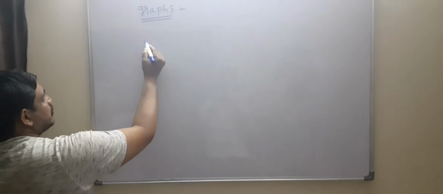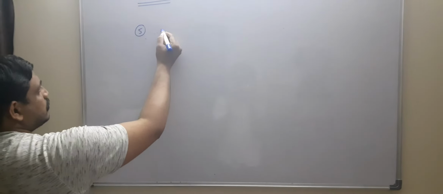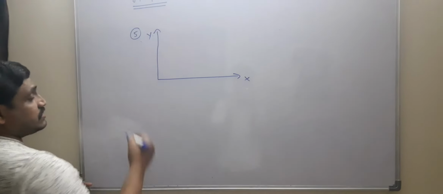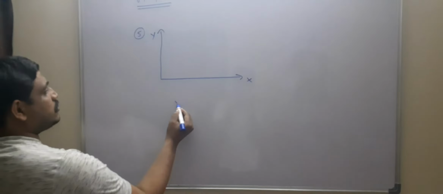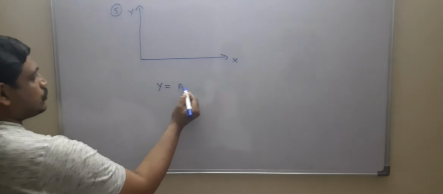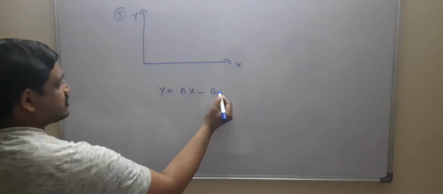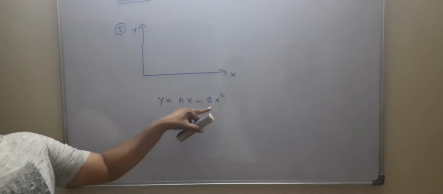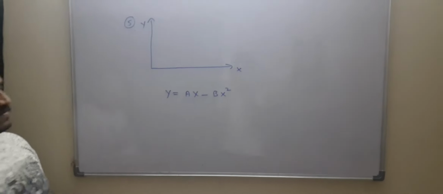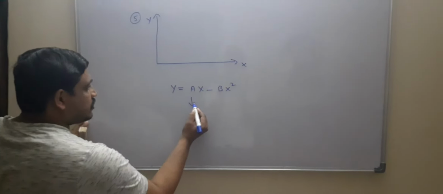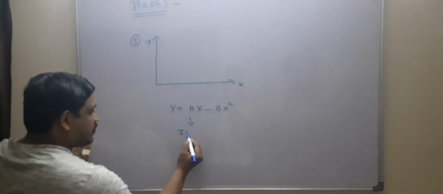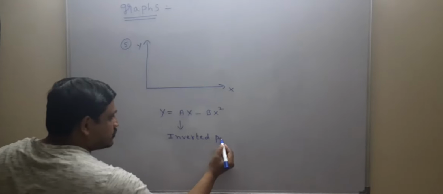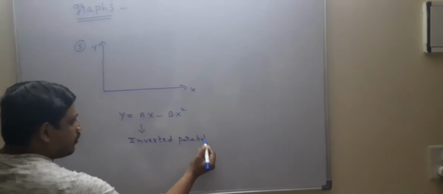The equation 5, Nana, the graph 5. Look here, Nana. This is the x-axis. This is the y-axis. Finally, we get in the concept the equation is y equal to ax minus bx square. Finally, we get conclusion equation is y equal to ax minus bx square. This equation in mathematics is called an inverted parabola. Once again I repeat, inverted parabola.